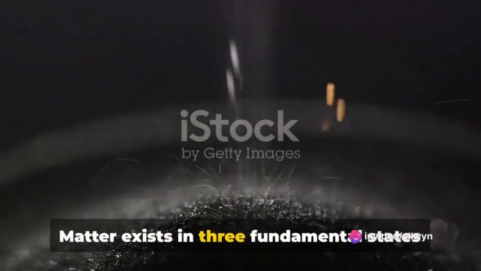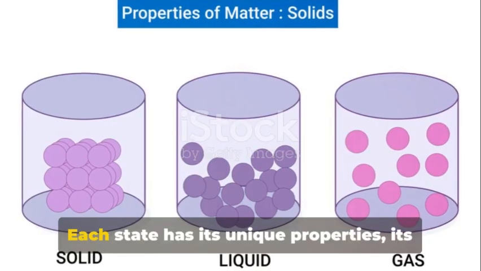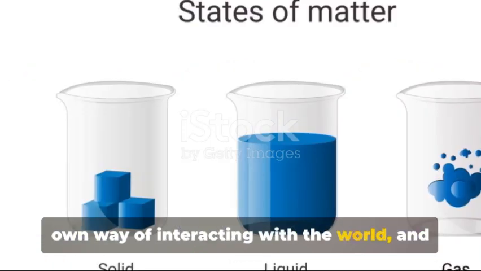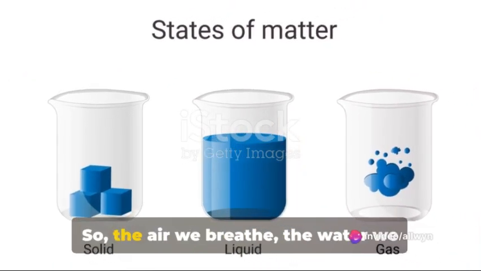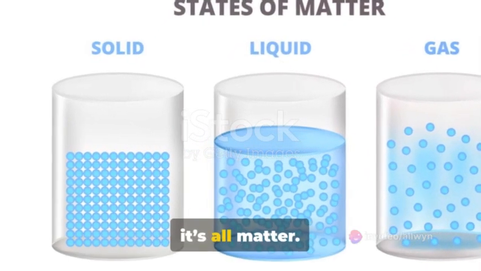Matter exists in three fundamental states: solid, liquid, and gas. Each state has its unique properties, its own way of interacting with the world, and it's this interaction that shapes our reality. So, the air we breathe, the water we drink, and the chair you're sitting on, it's all matter.